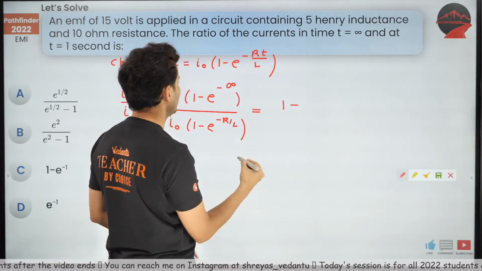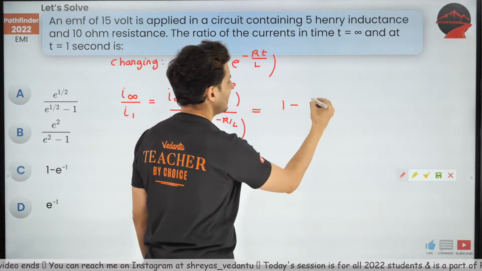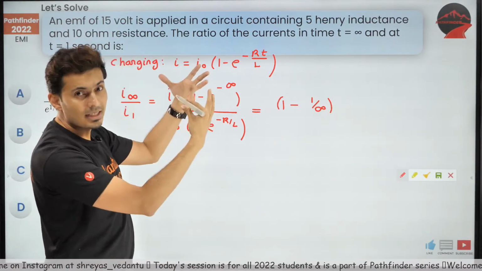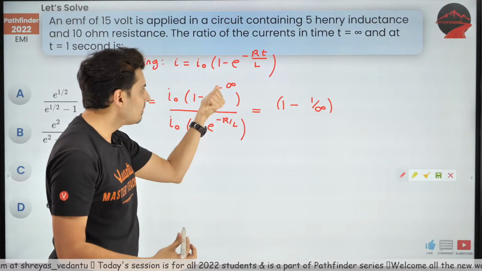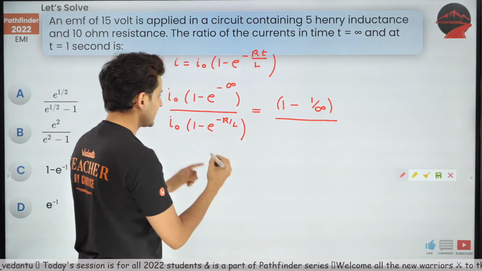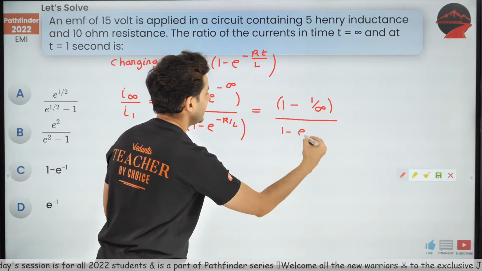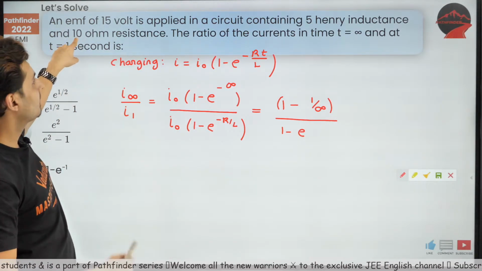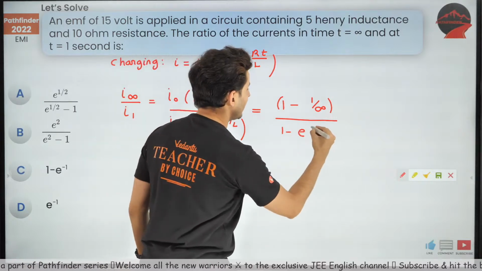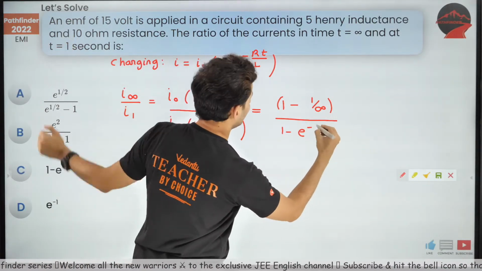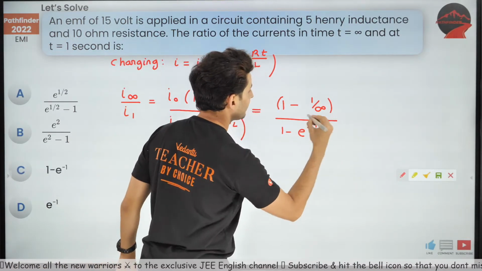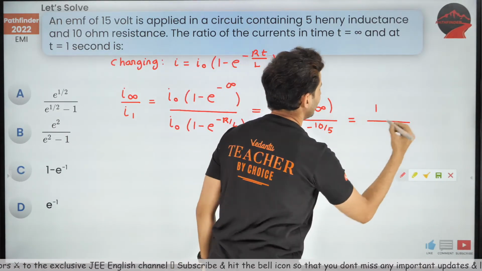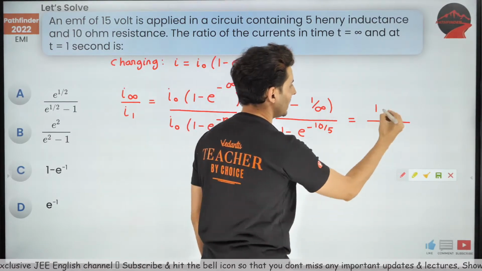So this will become 1 minus e to the power minus infinity, which is 1 by infinity. E raised to infinity is a very big number, but that will come below because of that negative power. This is divided by 1 minus e to the power minus R by L. What is R? 10. What is L? 5. So e raised to minus R, which is 10, by L, which is 5. So 1 by infinity is 0, so the numerator will just become 1. Keep this in mind.